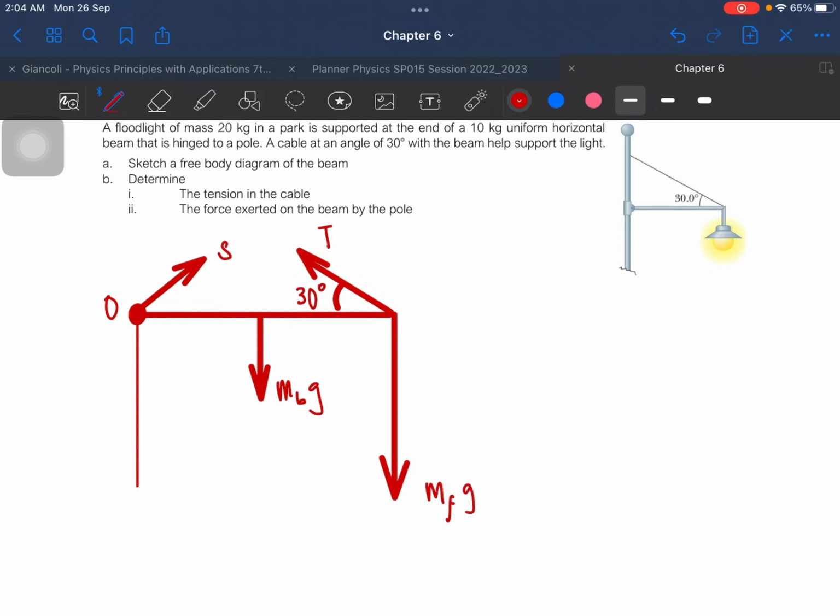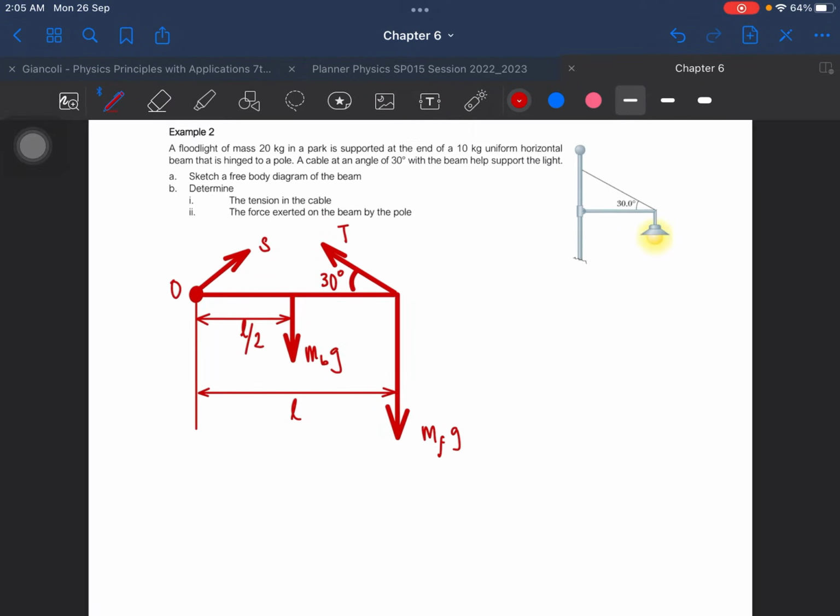Okay, but everything is based from this reference line, the distance. Okay, so this is a distance, this is the beam, where the beam is just L, because we do not have a value. This is L as well. Sorry, not L. This is half of the L. Okay, that is the free body diagram.